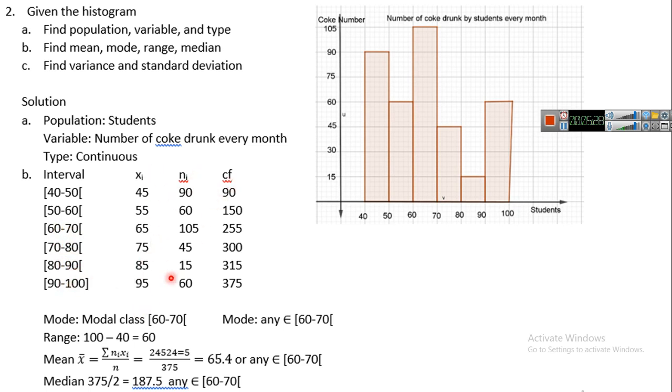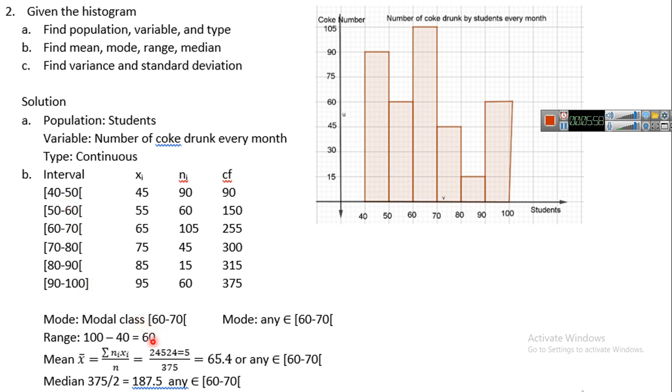And this is the cumulative. The mode is the most often occurring number. So if we look at ni, the most often occurring is 105. So between 60 and 70 is where the most students drink, which is 105. So this is the modal class, or any number between 60 and 70. The range is 100 minus 40, so 60 Cokes. These are the numbers of students.